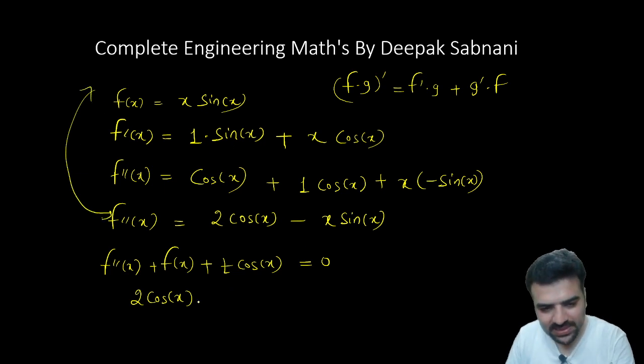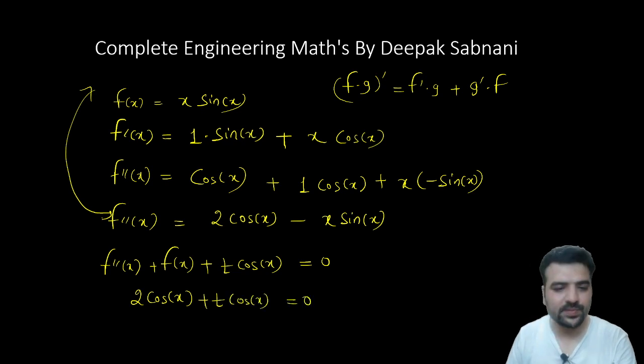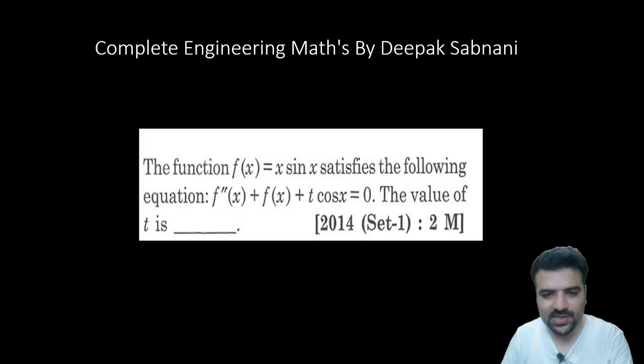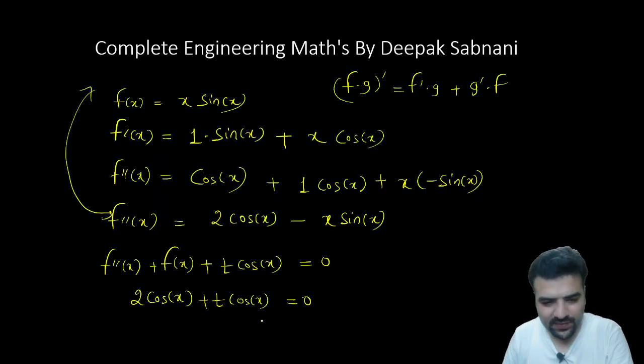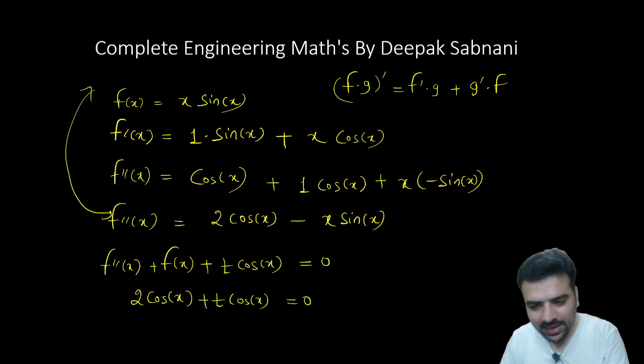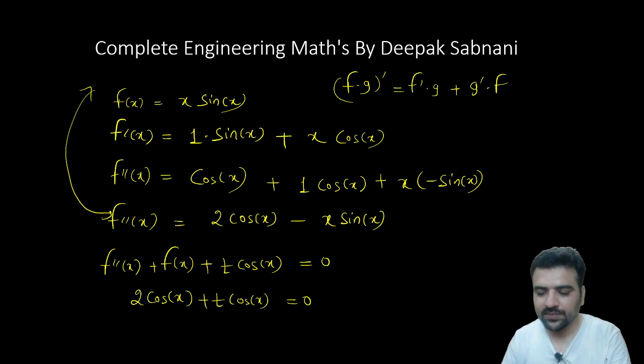So 2 cos x plus t cos x equal to 0, so cos x common, (t + 2) cos x equal to 0. Okay? So either cos x equal to 0 or t plus 2 equal to 0. They're asking what is the value of t. The value of t will be minus 2, because this condition is true when either t is minus 2 or cos x equal to 0.